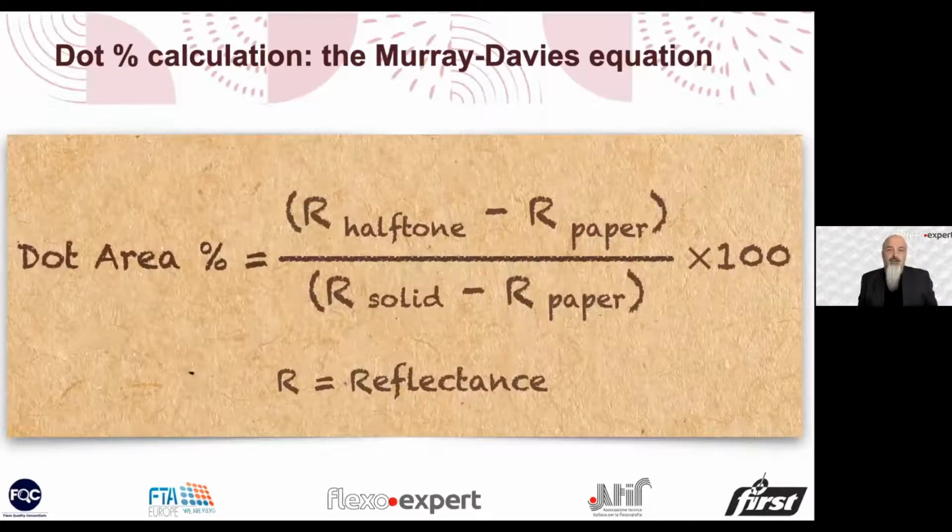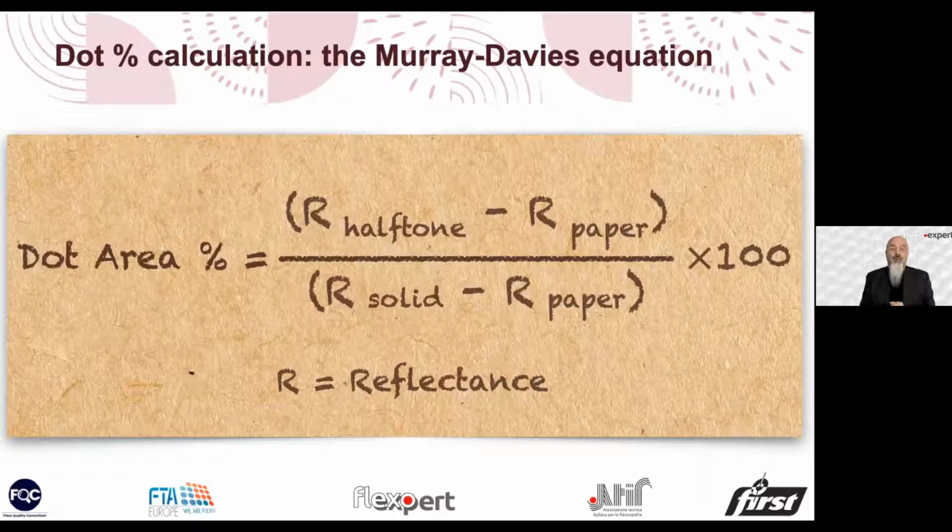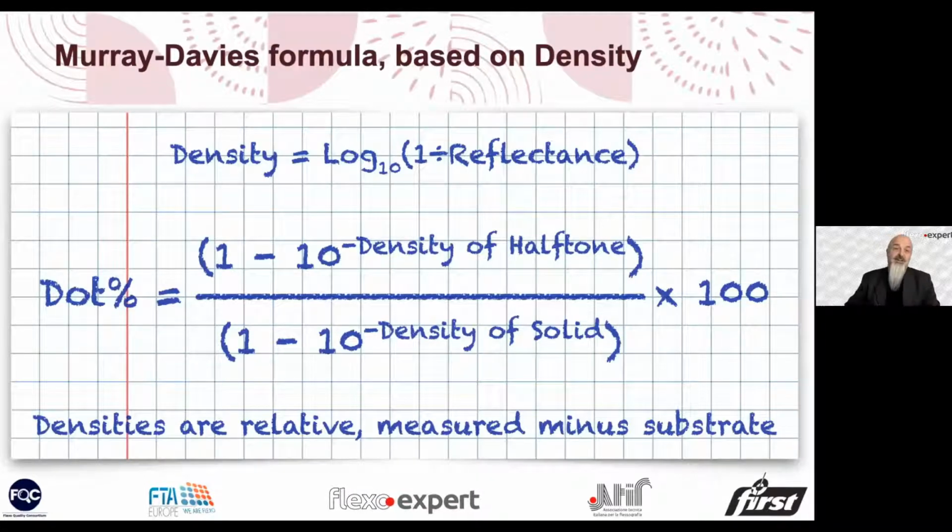Murray-Davis is a formula that we use to calculate the value of dot area in percentage, an equation that was introduced back in 1936, 85 years ago. This formula requires three values: reflectance of the substrate, reflectance of the full solid ink, and the reflectance of the halftone to calculate the dot percentage or dot area of that tone value. For those like me who play with Excel spreadsheets, it is also known in a modified version that considers the density values of solid and halftone. It is just easier because when playing with the densitometer, I get a value of density and I don't work with the actual value of reflectance. So I have my solid and halftone zeroed on the substrate. But really, I don't want to bother you with this formula now because I think we need to focus on different concepts.